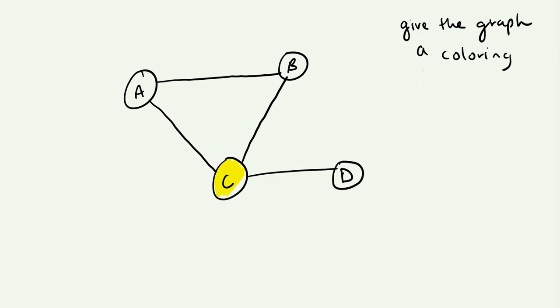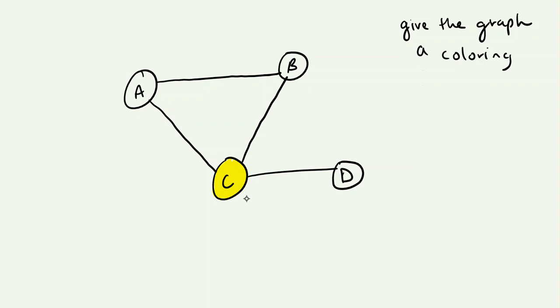And if I color it yellow, then to make it a true coloring, any other vertex that shares an edge with C can no longer be yellow. So for instance, B could not be yellow because it shares this edge. A could not be yellow because it shares this edge. D could not be yellow because it shares this edge.